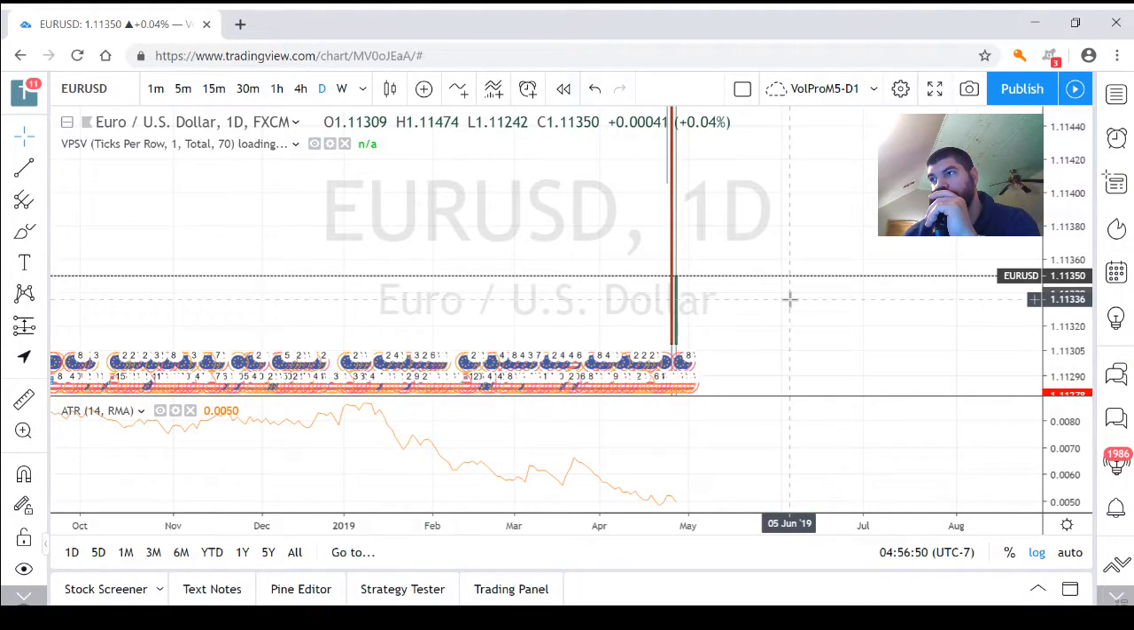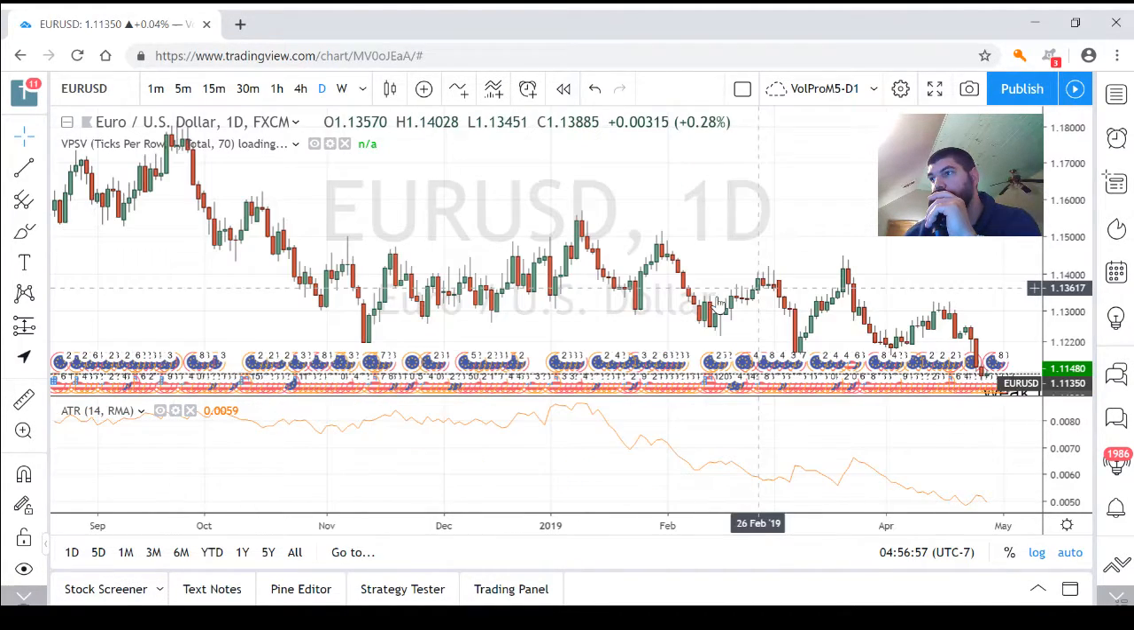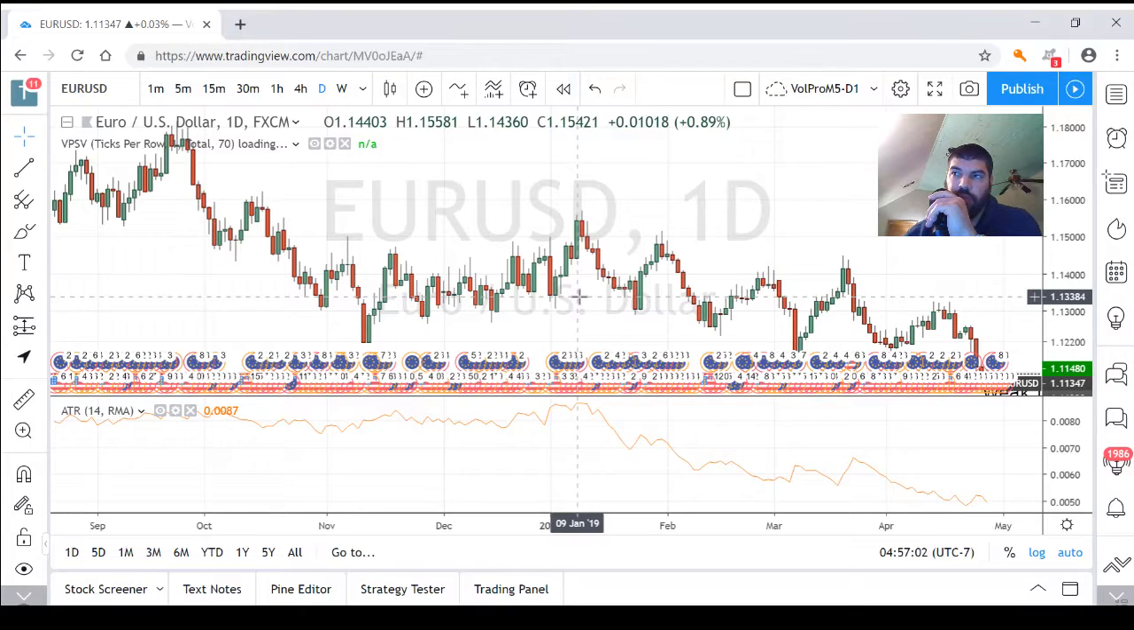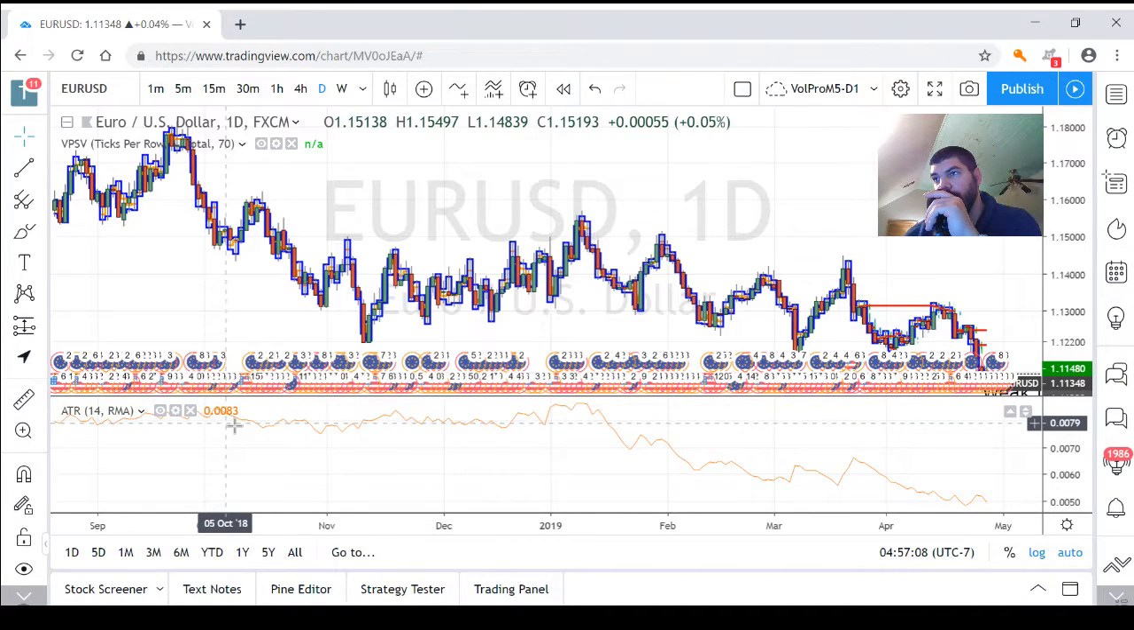As you can see, if I were to go back to January, for example, its average range was 87 pips, and you can see it on the left side. This is where the number is, right there in orange.